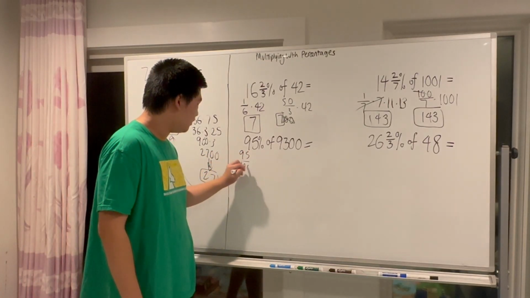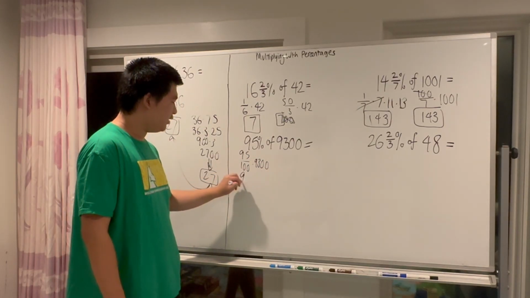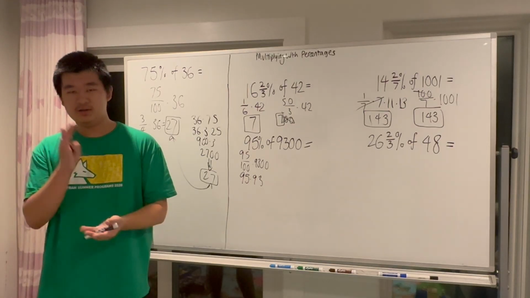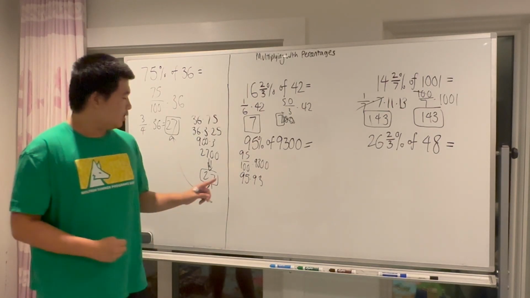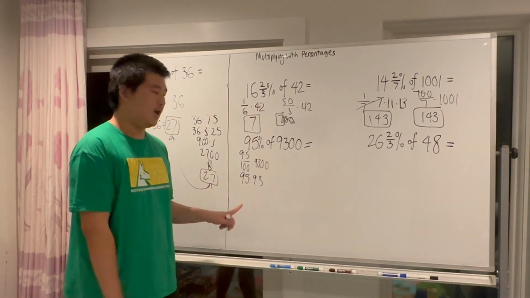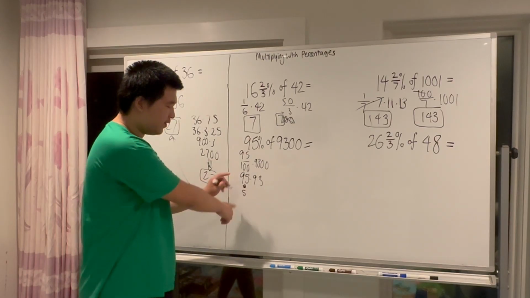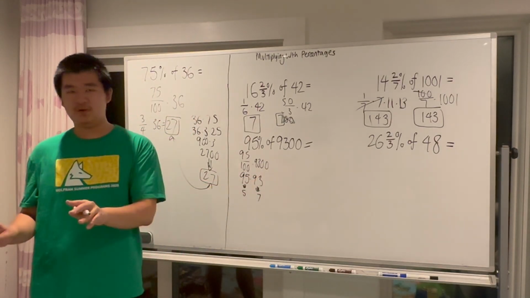95 over 100 times 9300. That's equal to, if you divide this by 100, 95 times 93. And this is our trick for multiplying numbers slightly below 100, right? So once again, just to go over the trick, we're going to keep two important numbers in our head. Those two numbers are 5, because this is 100 minus 5, and 7, because this is 100 minus 7. So 5 and 7, okay.